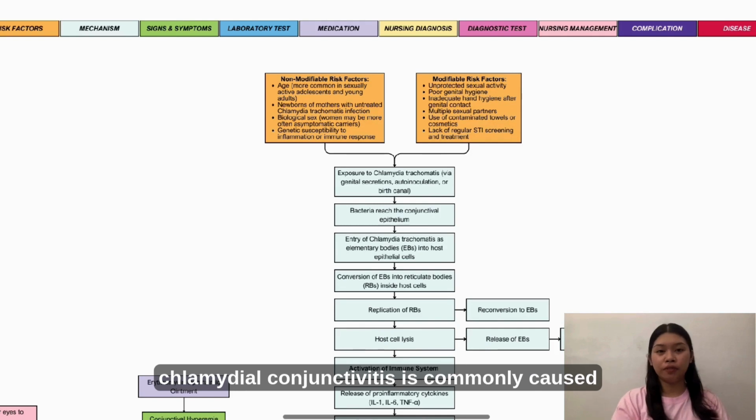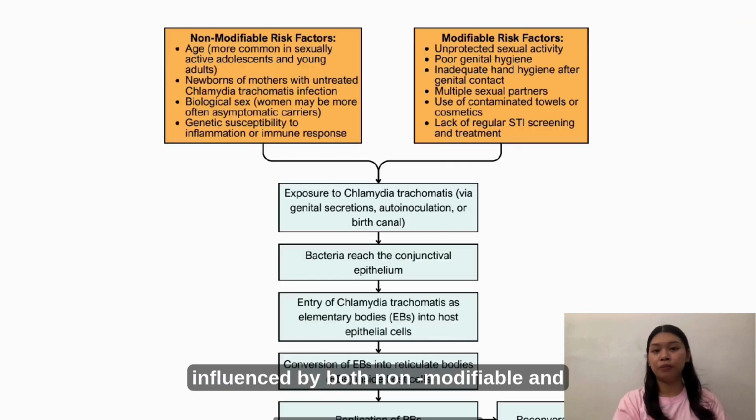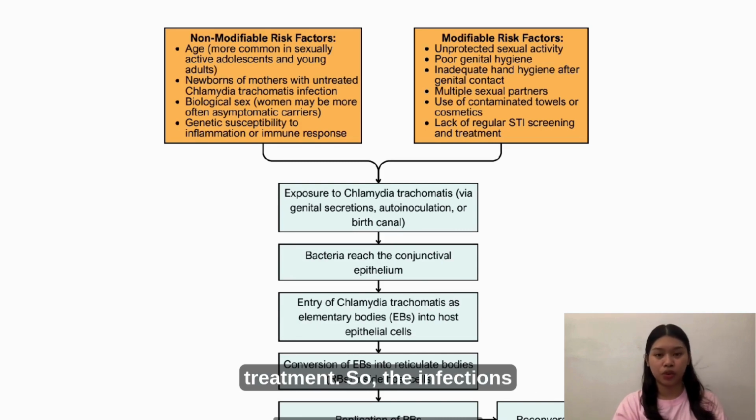So, chlamydial conjunctivitis is commonly caused by Chlamydia trachomatis. It is influenced by both non-modifiable and modifiable risk factors. The non-modifiable risk factors include age, with infants, adolescents, and young adults being more susceptible, being born to mothers with untreated chlamydia, and a genetic predisposition to exaggerated immune responses. On the other hand, modifiable risk factors include poor genital hygiene, unprotected sexual activity, sharing contaminated towels or cosmetics, and lack of regular STI screening and treatment.